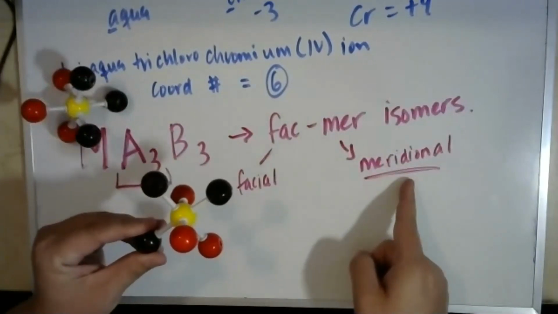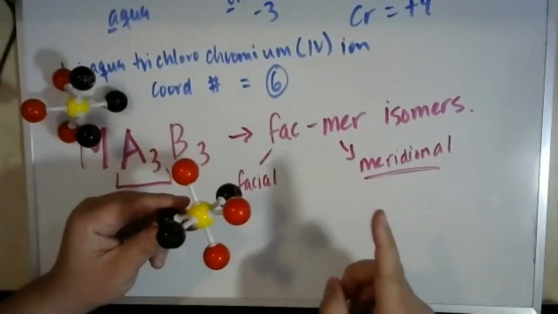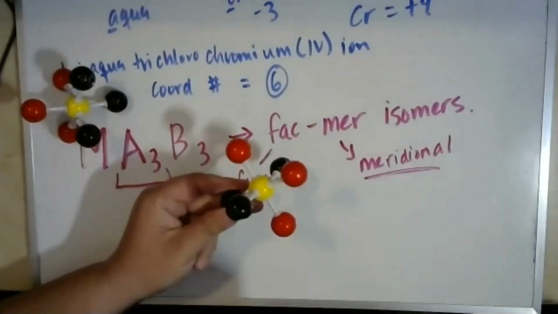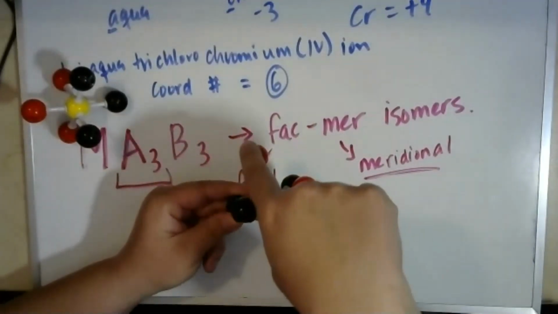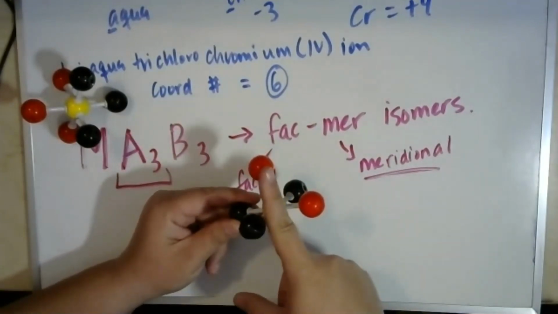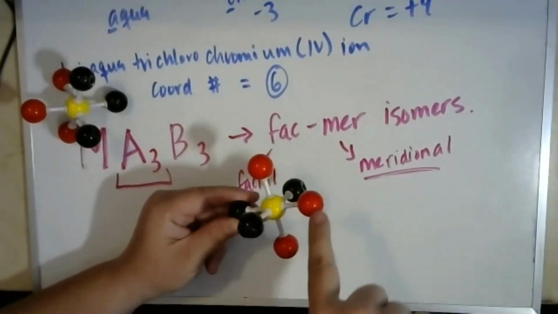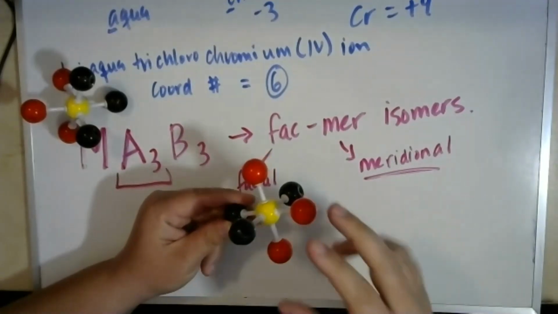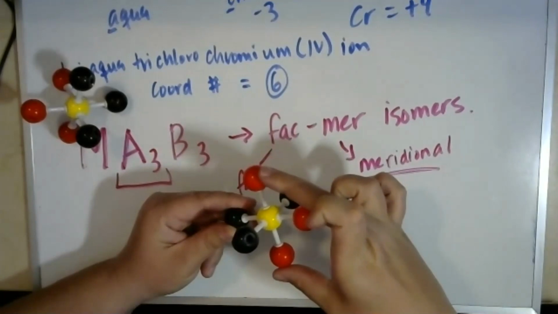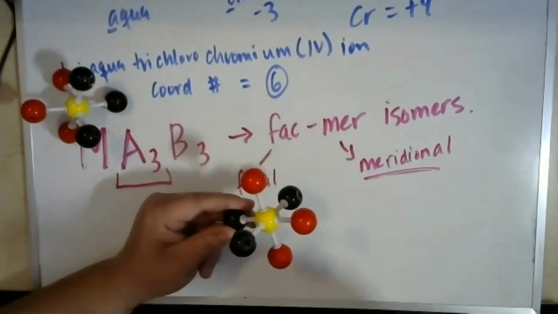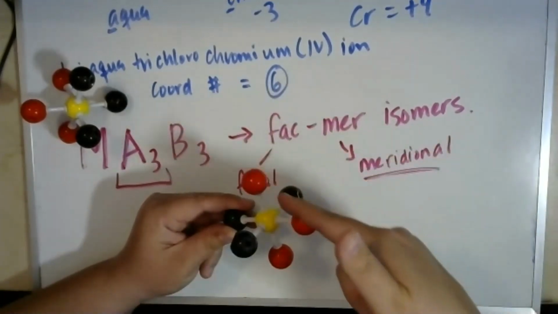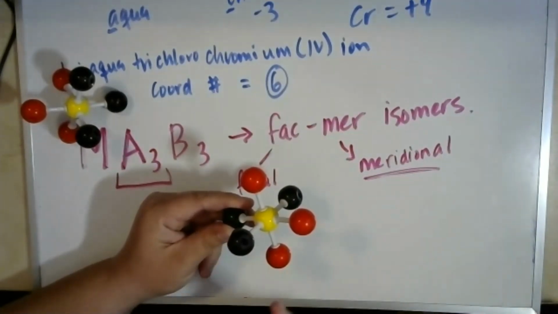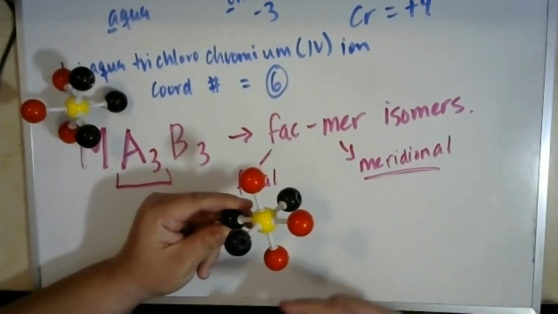For the meridional isomer, the arc that I'm talking about happens because you see, like this, this is like the middle of your central plane here. And what do we have? We have an arc around the middle. Okay, so the three ligands are not grouped in a way that puts them on the same face. Instead, they're lined up so that they're crossing the middle of the structure. All right.